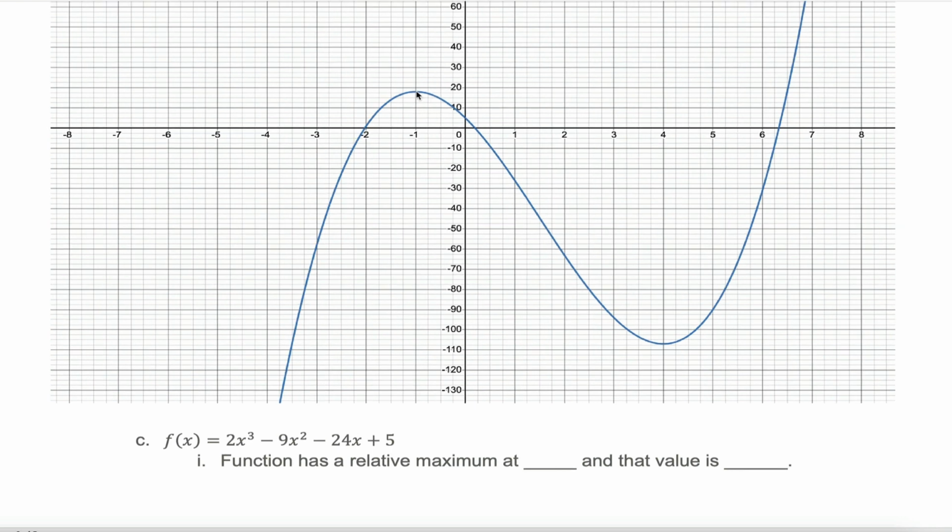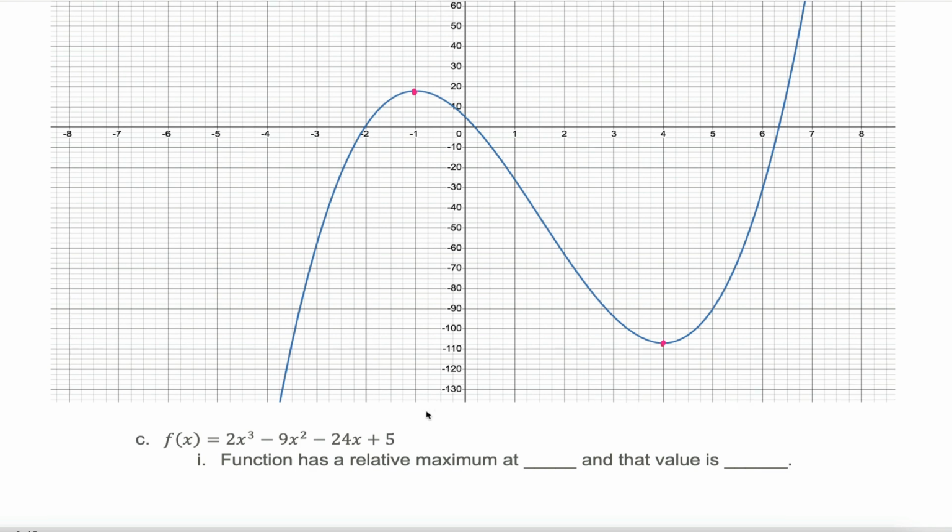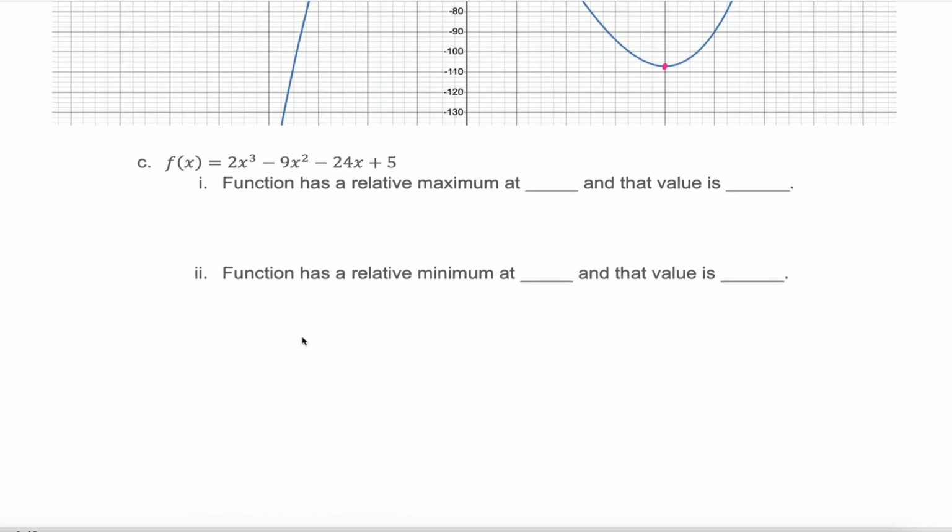With the graph, it's easy enough to locate them. Looks like my local max is somewhere up here, my local min is somewhere down here. But again, we're pretending we don't have the graph, so we're going to try to do this whole thing algebraically. The way we do it algebraically is we'd first look for critical values. To find critical values, we take the first derivative and set it equal to 0.